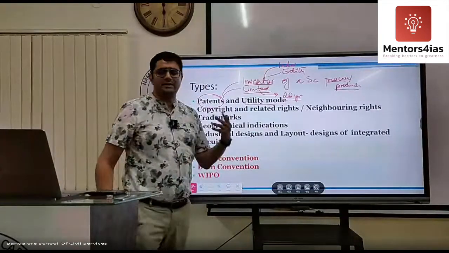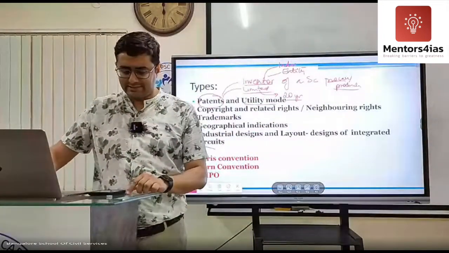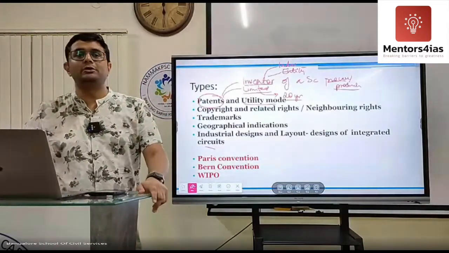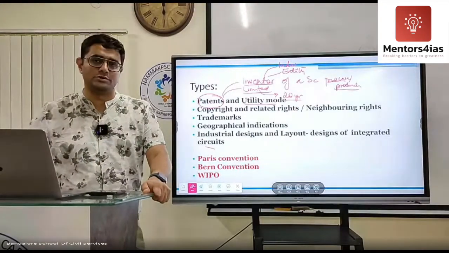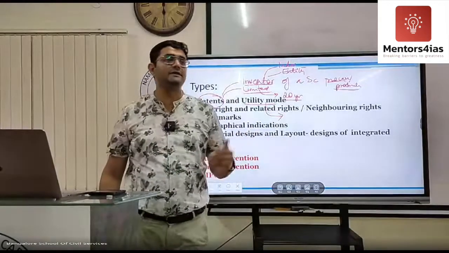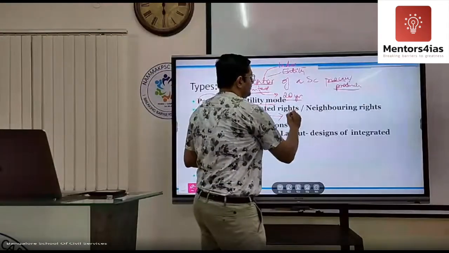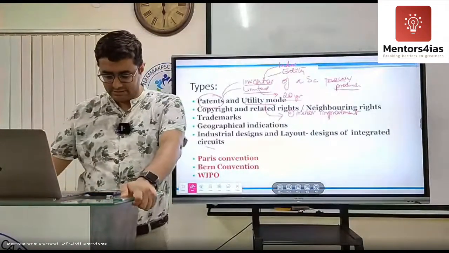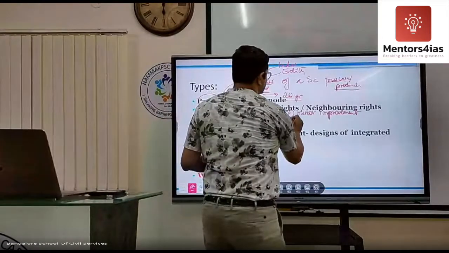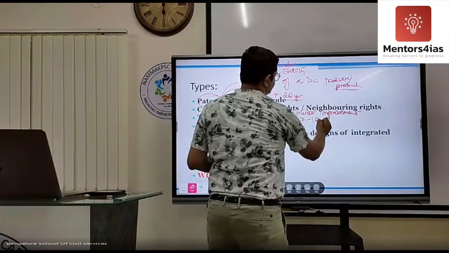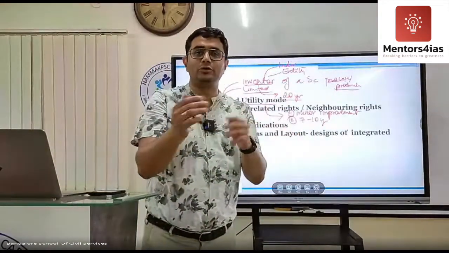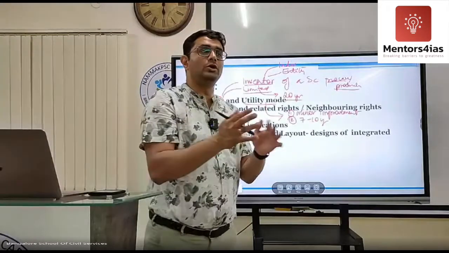Then any changes or additions that are made to a patented product can get what is known as a utility model. A utility model is like a patent, except for the following differences: one, it is given for making minor changes or marginal improvements to that invention. Second, it is given for a shorter period, only 7 to 10 years. So you can convert a patent into a utility model, but you cannot convert a utility model into a patent.